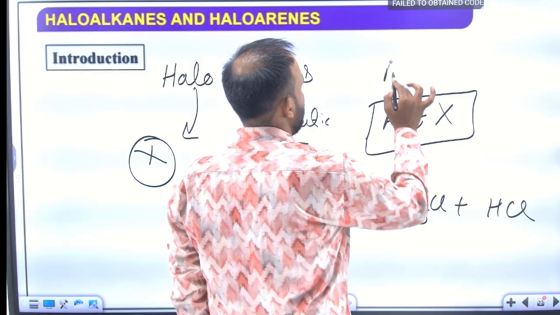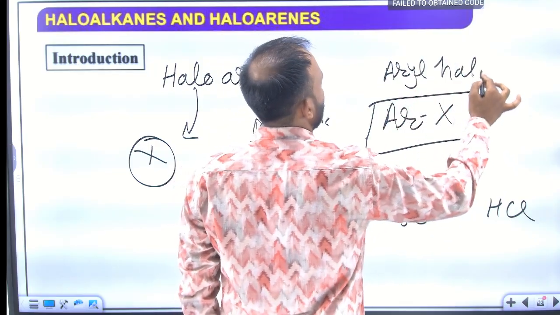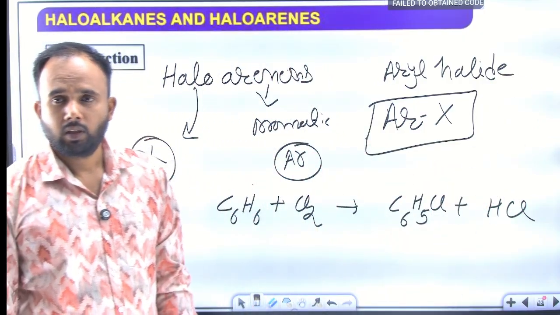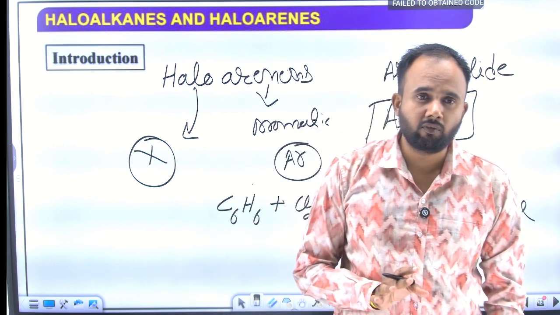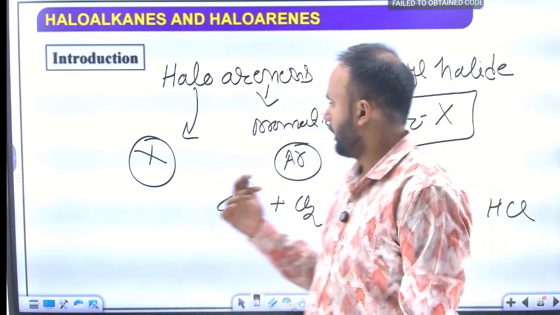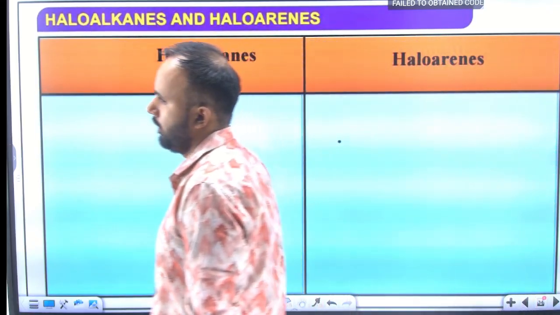What is the other name? Aryl halide. Got it? Haloalkane and haloarene. I hope both terms are clear for you. No one has any kind of doubt. Okay, now we go for the next thing, the main difference.